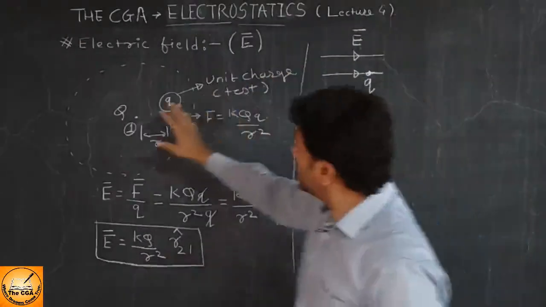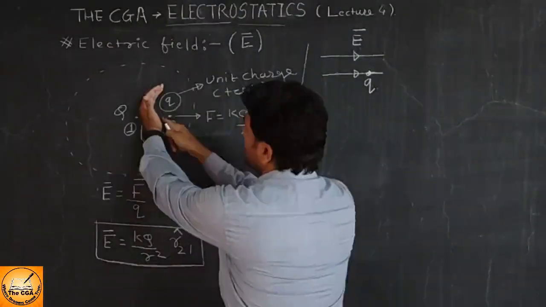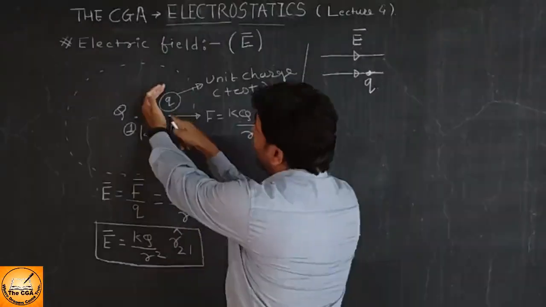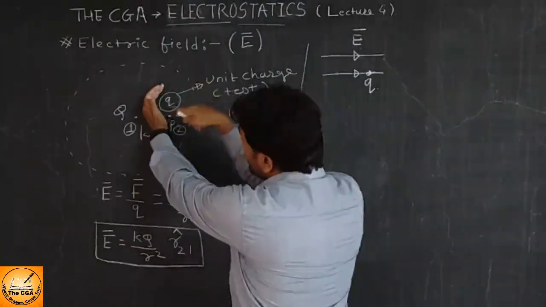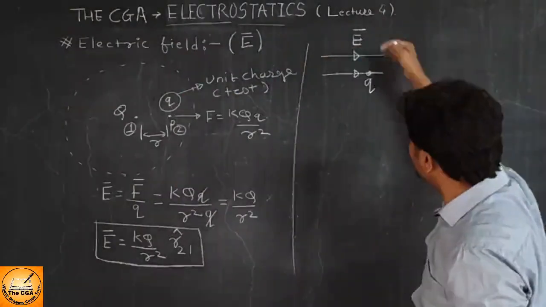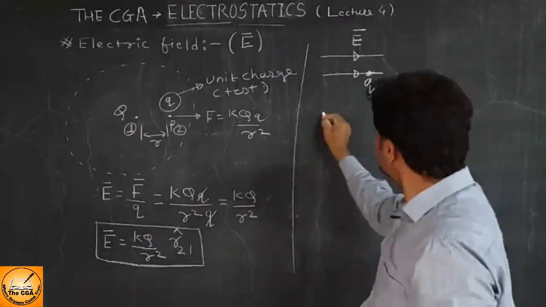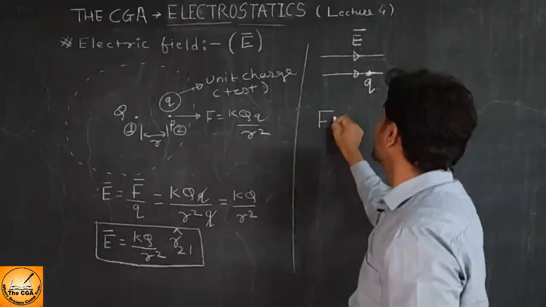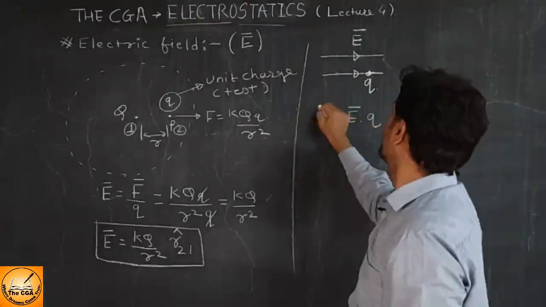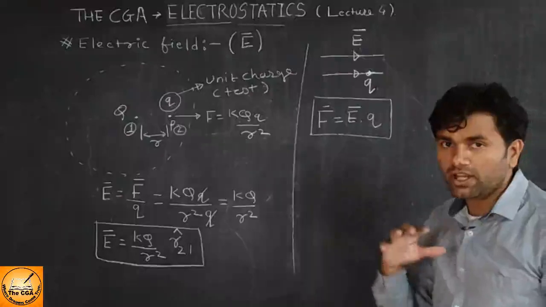If we are not seeing this part and just seeing the right side part, there will be an electric field equal to kq by r square, and in this electric field we have kept this small charge. If I keep this small q charge at this particular place, then the force acting on this charge will be equal to E bar into Q. The force that is going to act will always be in the direction of electric field.